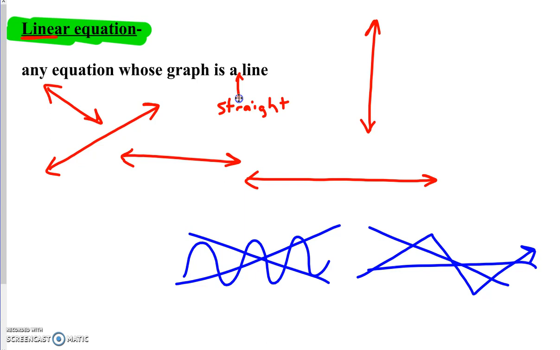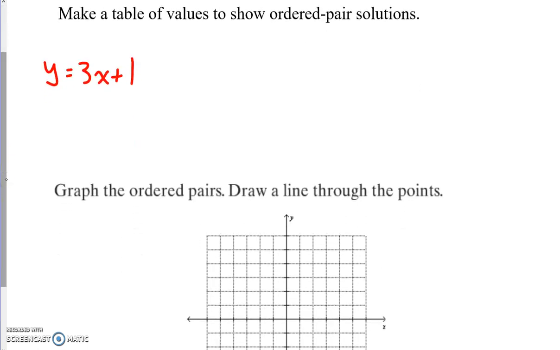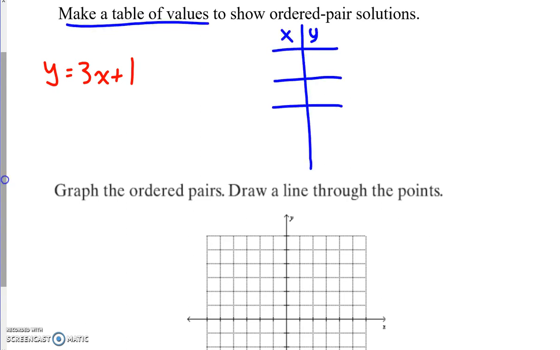Let's practice. How do we graph a linear equation? Well, here's our first example. It says graph this equation, y equals 3x plus 1. I'm going to rewrite it down here. Y equals 3x plus 1. Now, earlier they said change x into this, change x into this. But since they didn't tell us this time, we get to make x whatever we want. And a way to keep this organized is to make a table of values, what I call an XY chart.